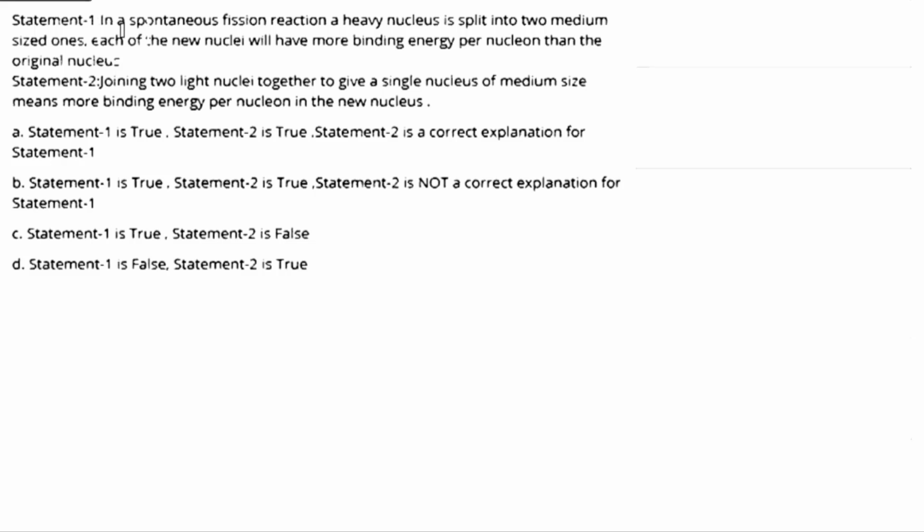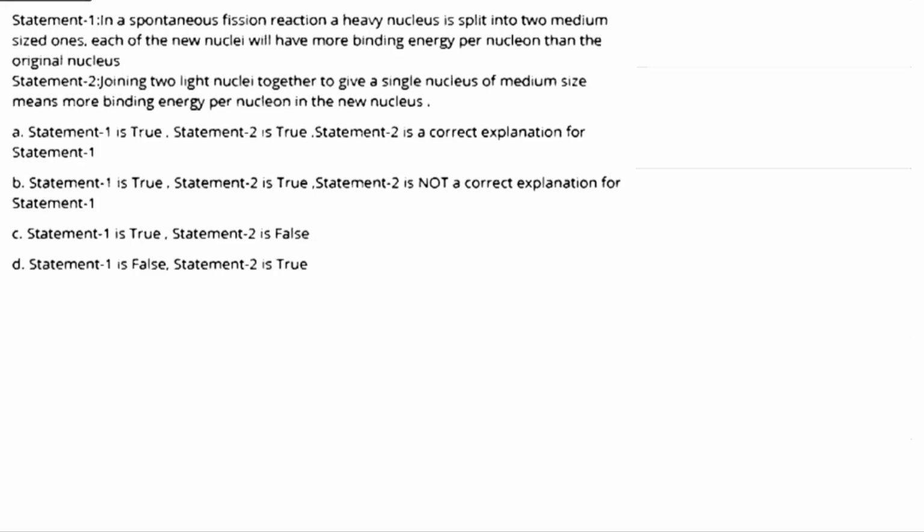Hi, the question is: in a statement first, in spontaneous fission reactions, a heavy nucleus is split into two medium-sized ones. Each of the new nuclei will have more binding energy per nucleon than the original nucleus. And the second statement is, joining two light nuclei together to give a single nucleus of medium size means more binding energy per nucleon in the new nucleus.